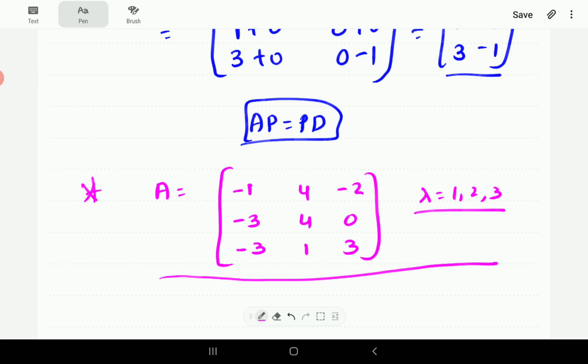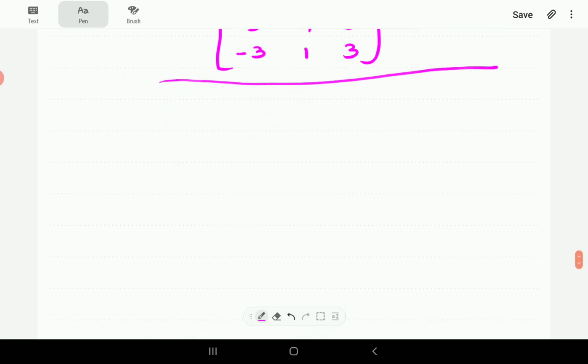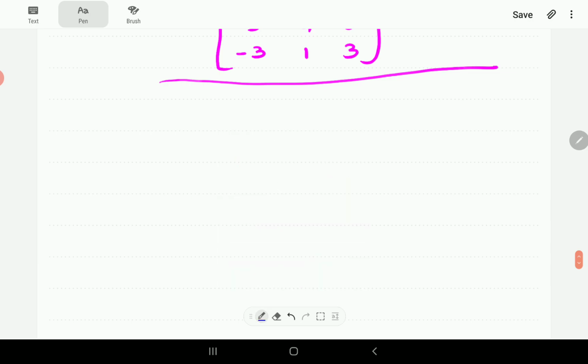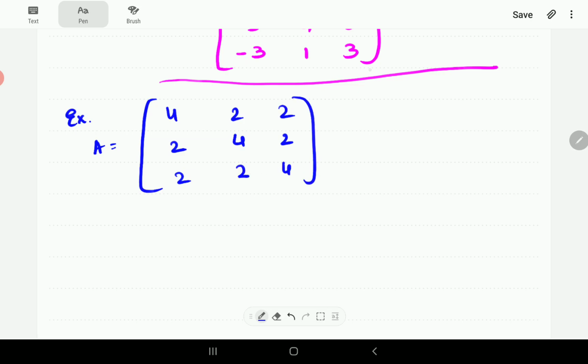And then let me take another example. Here they have given you the matrix, let me take this as A: 4 2 2, 2 4 2, and 2 2 4, and lambda is equal to say 2 and 8. So these are the eigenvalues we have been given.